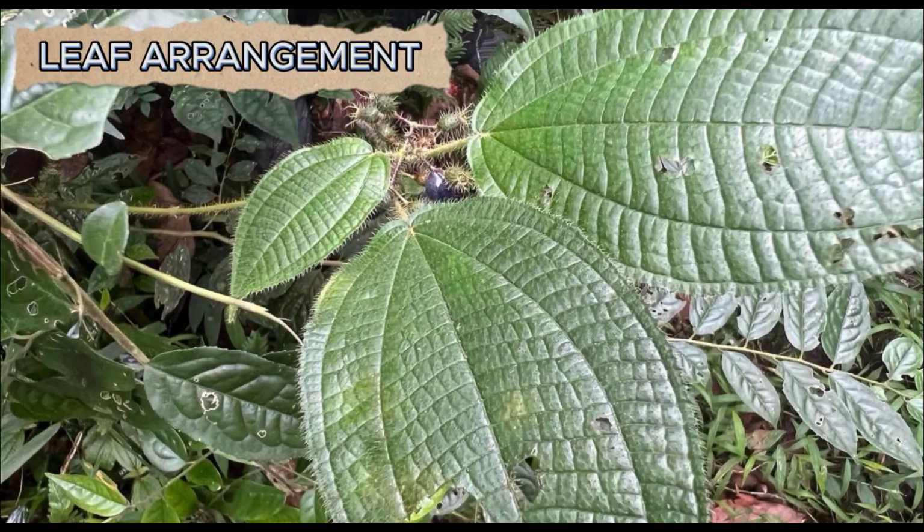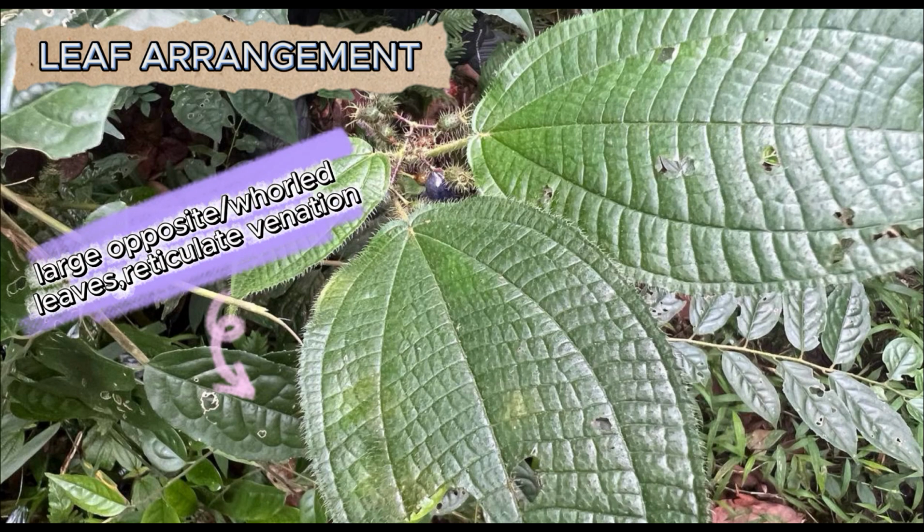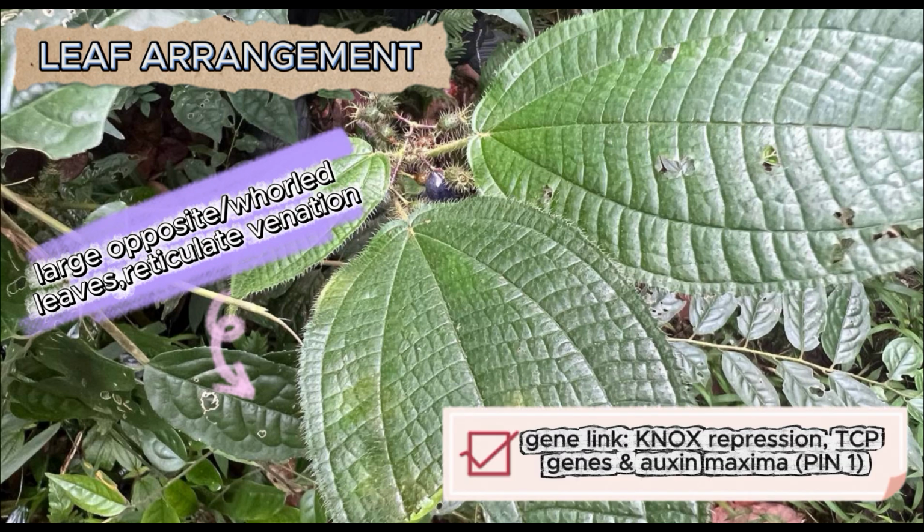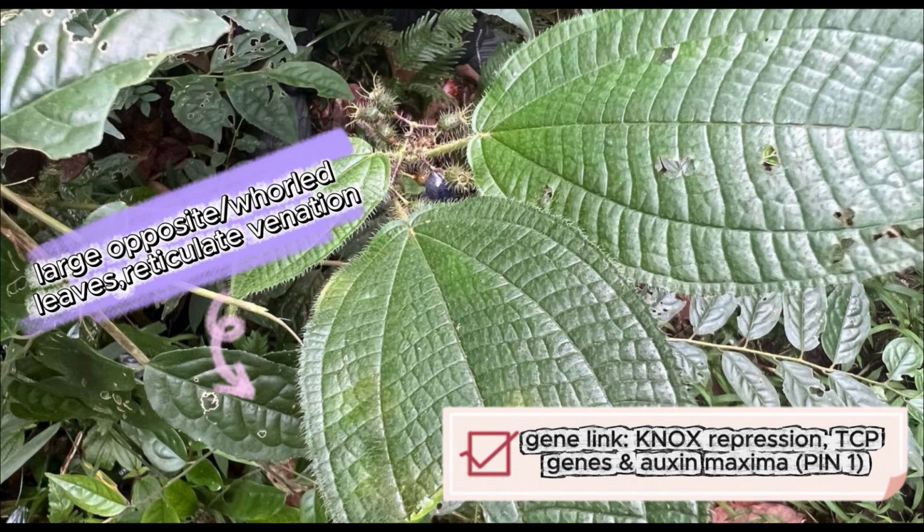First of all, the leaf arrangement of this plant is large, opposite or whorled leaves, with reticulate venation. And also, the gene links are CANOPY repression, PCP genes, and auxin maxima, or what we call PIN1.